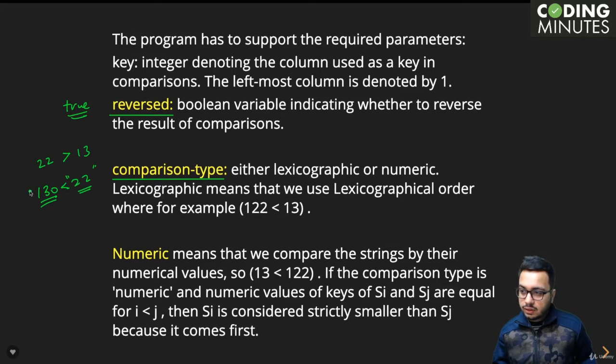If you just look at the dictionary order, 130 is going to be less than 22, but in numeric order 130 is going to be greater than 22, right? If I talk about numeric values. So these are the types of comparisons that you have to do. It will be given in the question. For each test case, either you have to do a lexicographic comparison or a numeric comparison. That means we have to build a function that supports both of these types of comparisons.